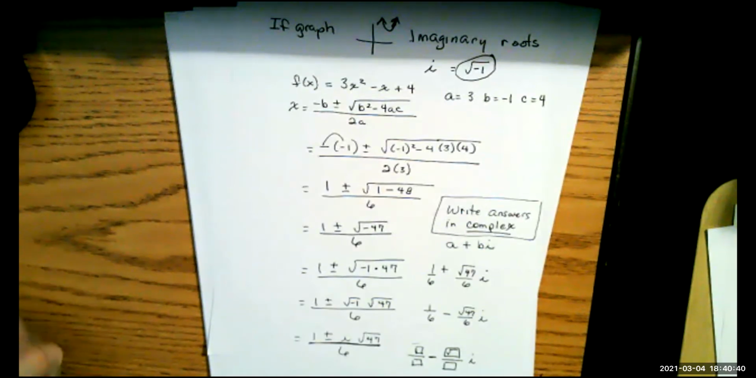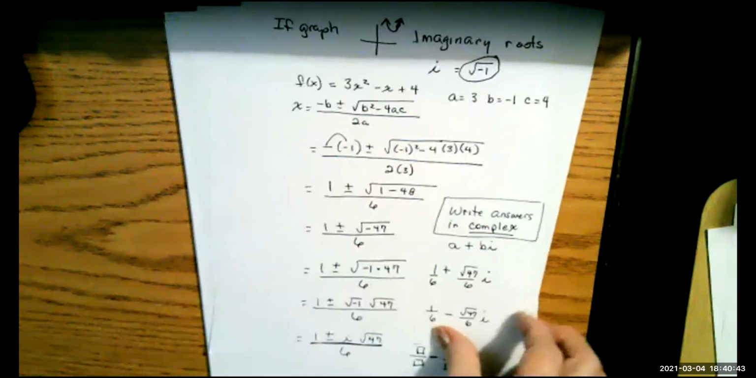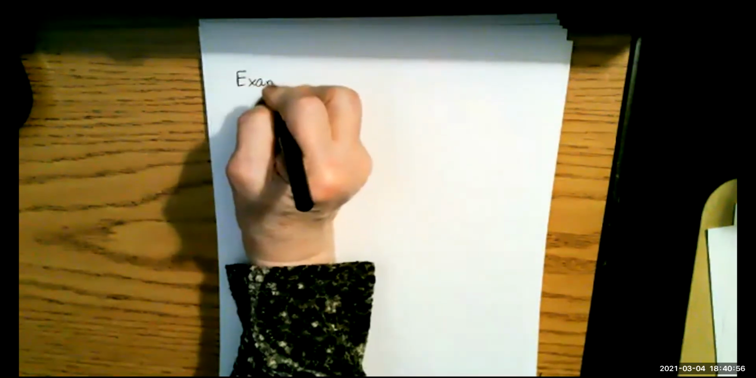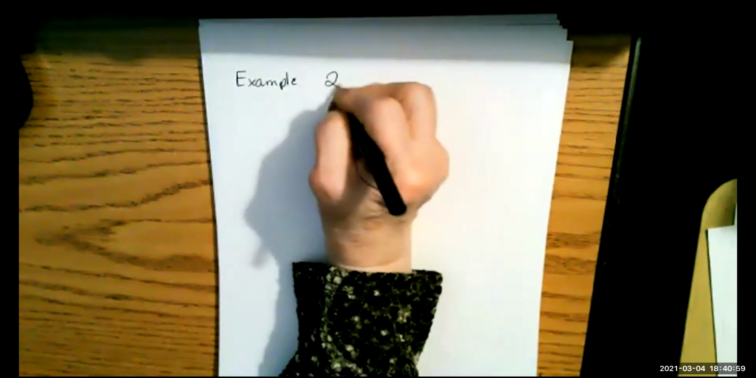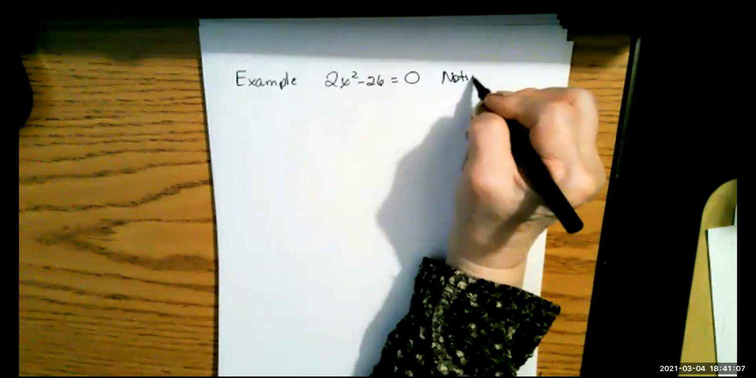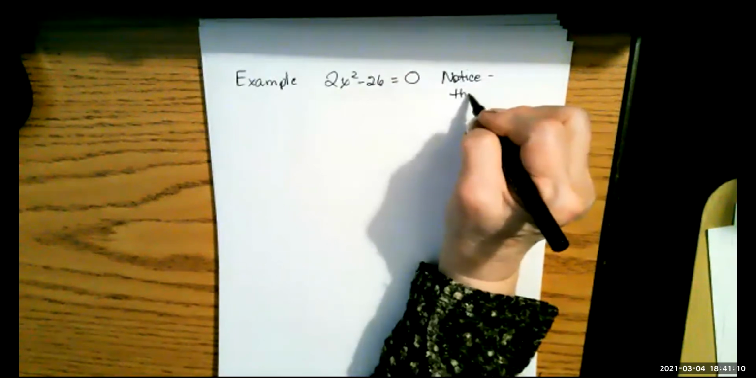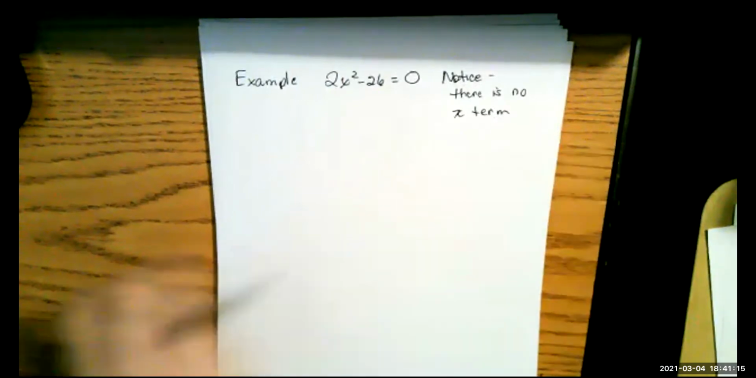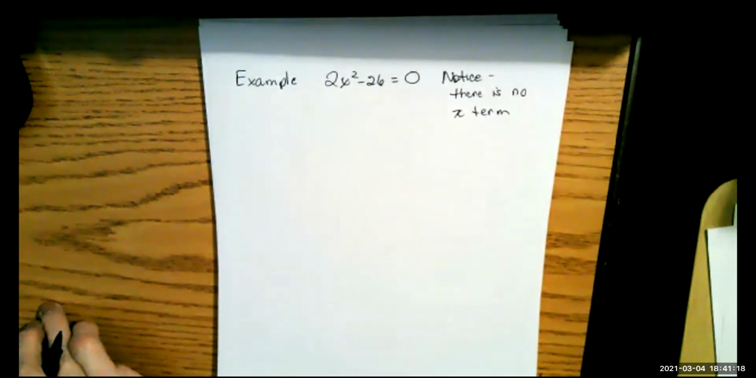Let's do another one. Sometimes these quadratic equations are kind of funny, and sometimes the author says, well, let's see if they can do this kind and use a different rule. This is 2x squared minus 26 equals 0. All right, now you should notice that there is no x term. The linear term is not there, the x value.